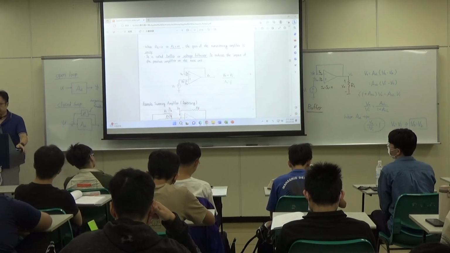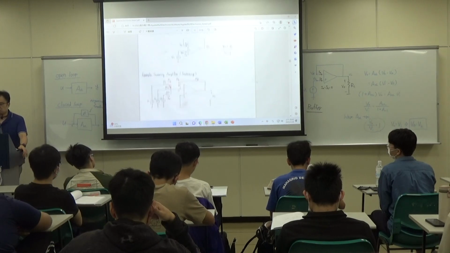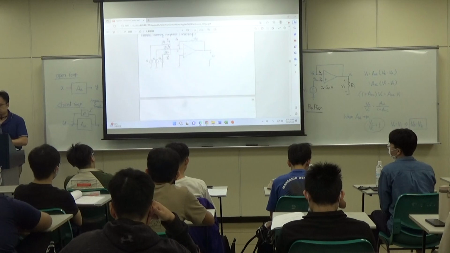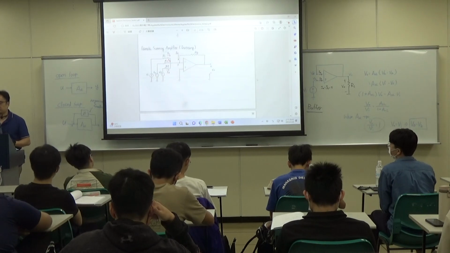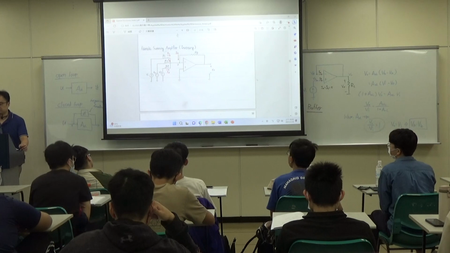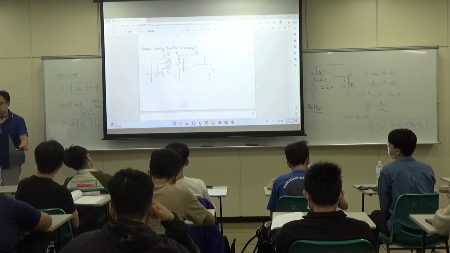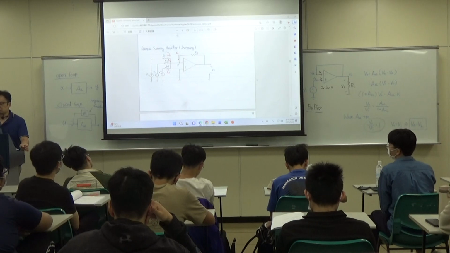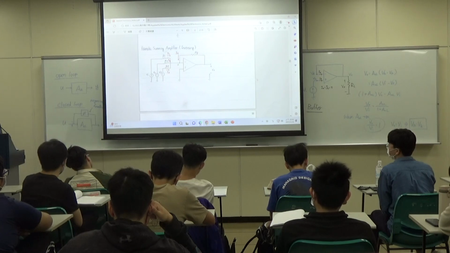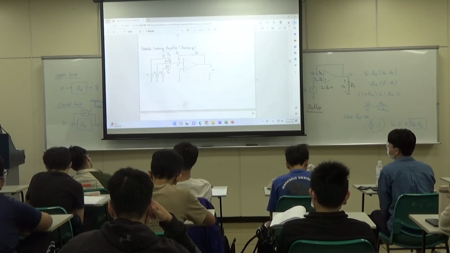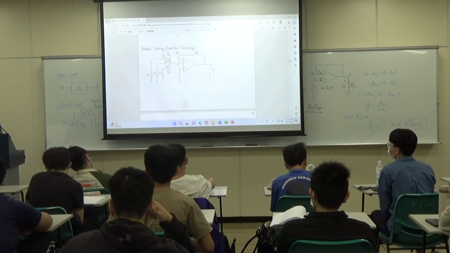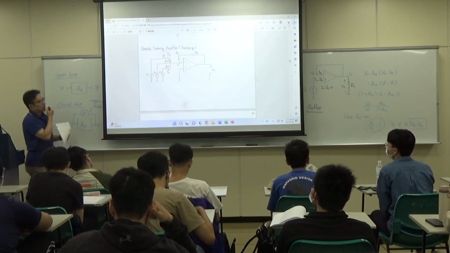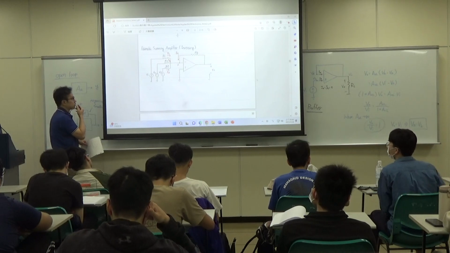Okay, so next we are introducing summing amplifier because as we mentioned previously, the operational amplifier can not only be used as an amplifier to enlarge the input voltage, but it can also be used to do arithmetic operation. So summation. So how can we do the summation? The same thing, we apply golden rule.